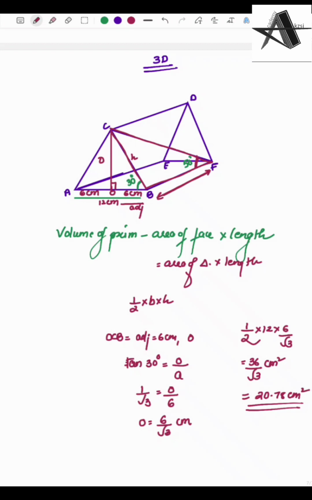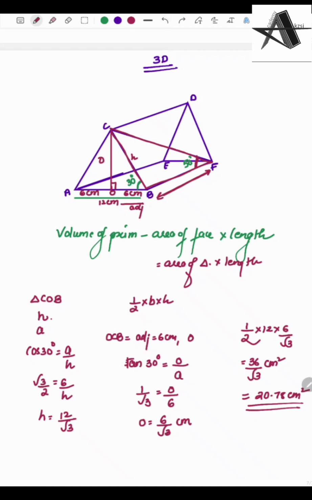So in triangle COB, I have to calculate CB. CB is what? Hypotenuse. We already have the adjacent, so I'll apply cos 30. So cos 30 degrees is equal to adjacent over hypotenuse. This is root 3 over 2. Adjacent is 6. Hypotenuse we don't know. Cross multiplying, we get hypotenuse as 12 over root 3. So this is your hypotenuse. That means CB we have calculated.